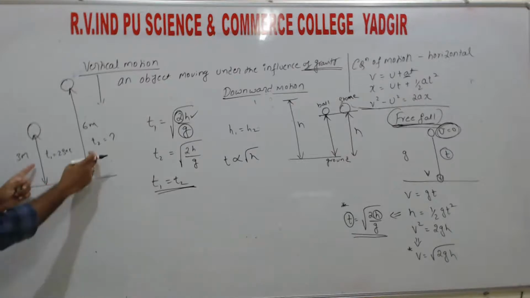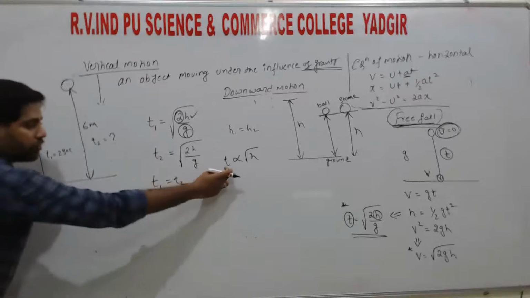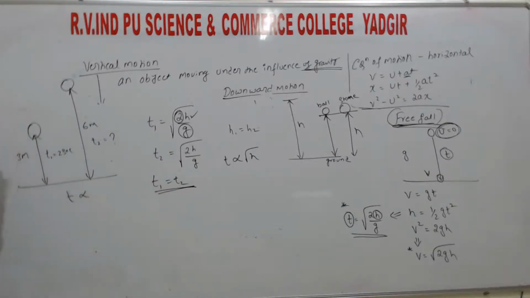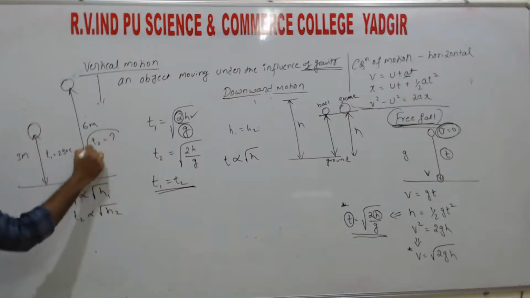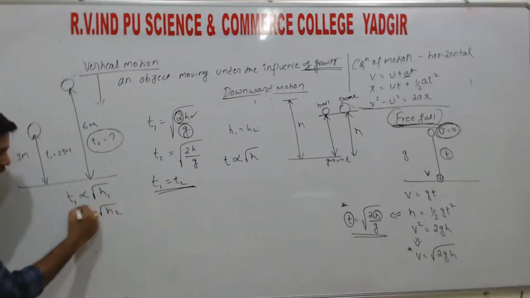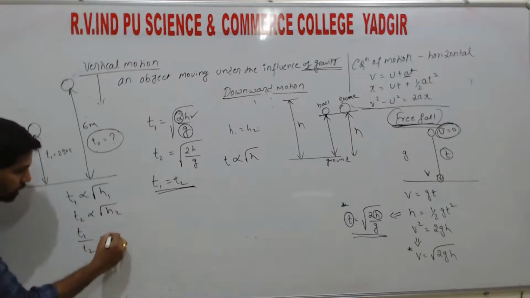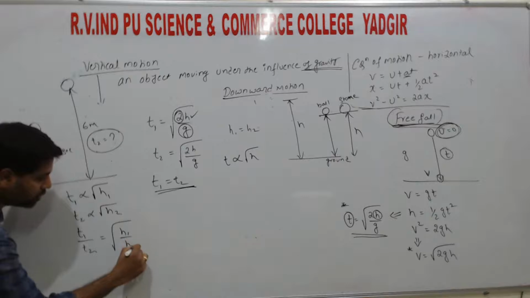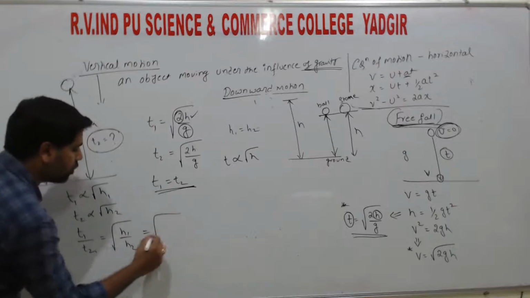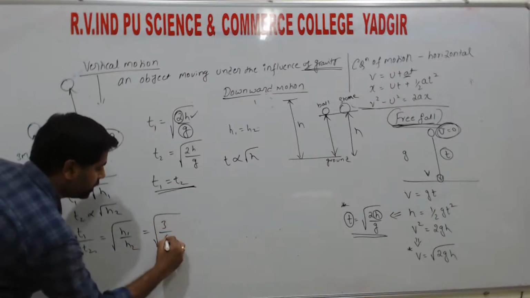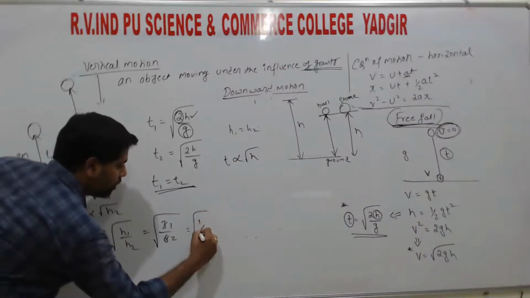For this we need to relate these two relations, right? As we know, the time taken by an object in free fall is directly related to the square root of height. So we have one relation, t1 with h1, and t2 is proportional to root h2. We need t2, so now we divide these two equations. We get t1 by t2 equals under root h1 by h2. Here h1 is 3, h2 is 6, so we get under root 1 by 2.